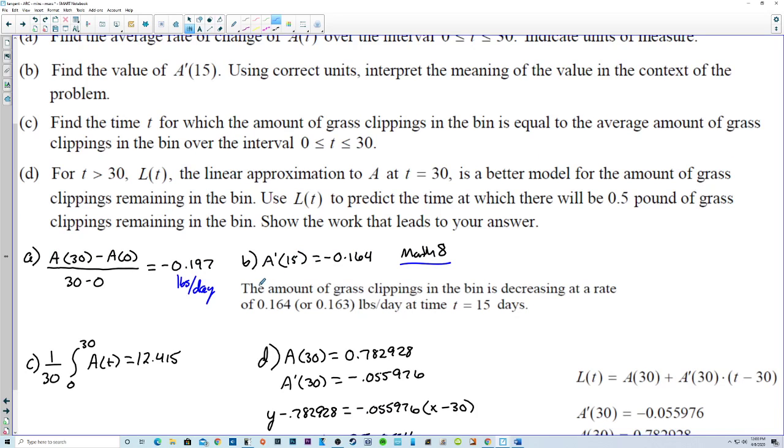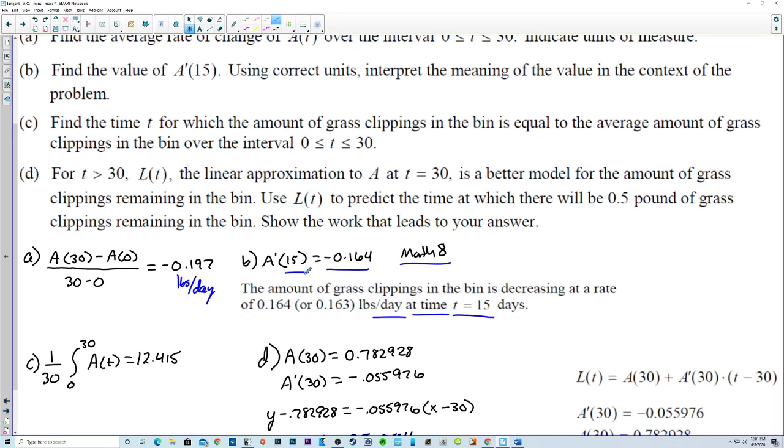And then rather than rewriting, I just thought I'd copy it over. The amount of grass clippings in the bin is decreasing at a rate of 0.164 or 0.163 pounds per day at time t equals 15. Remember that it's important to say at time t equals 15 because that rate is only good for exactly at 15.